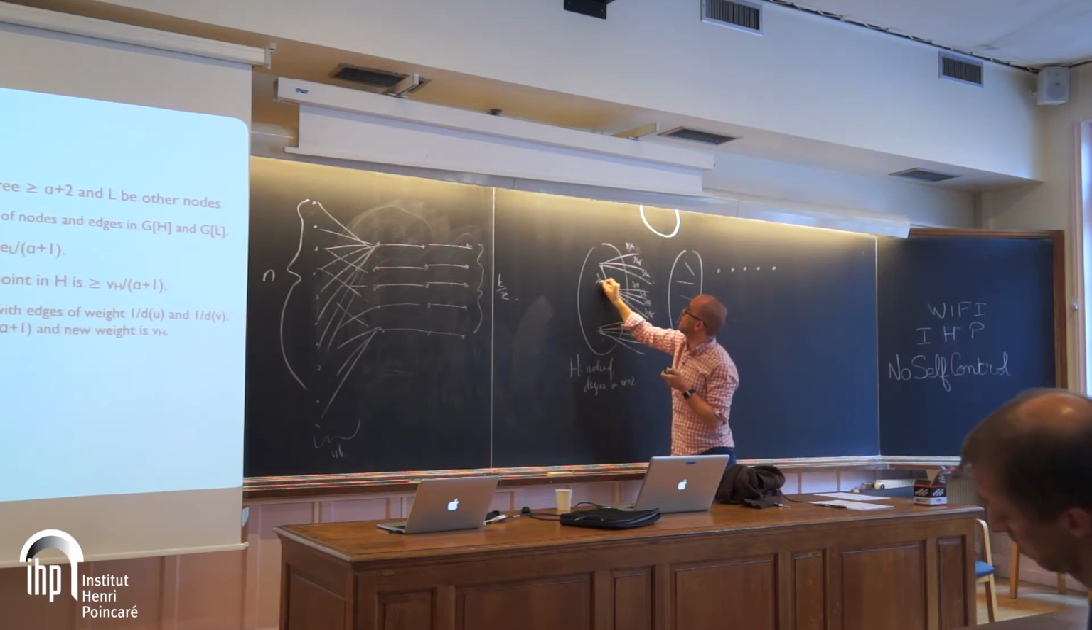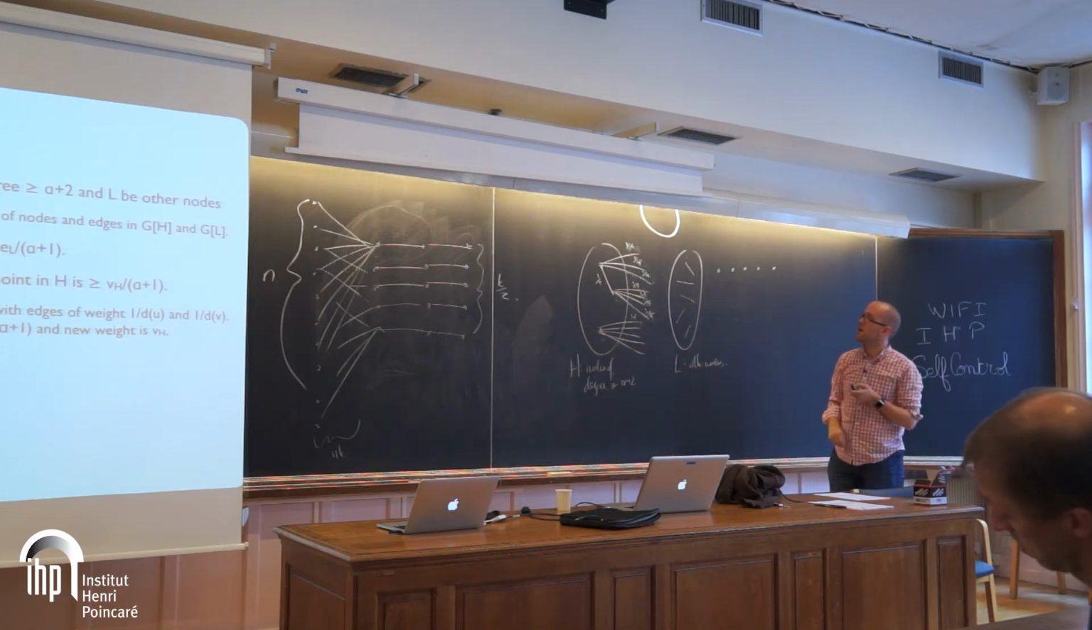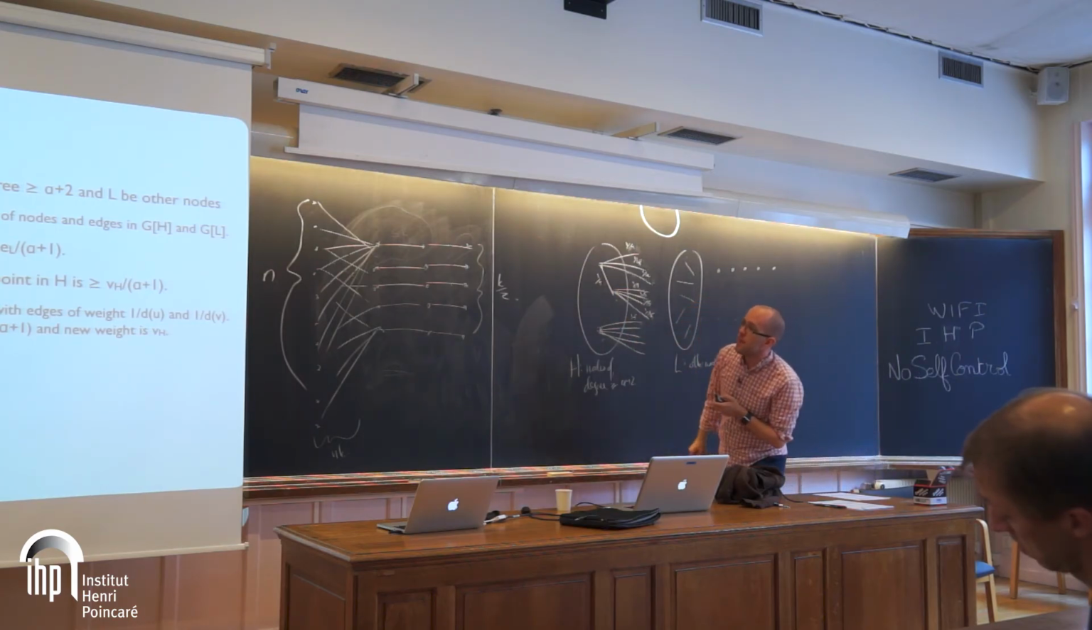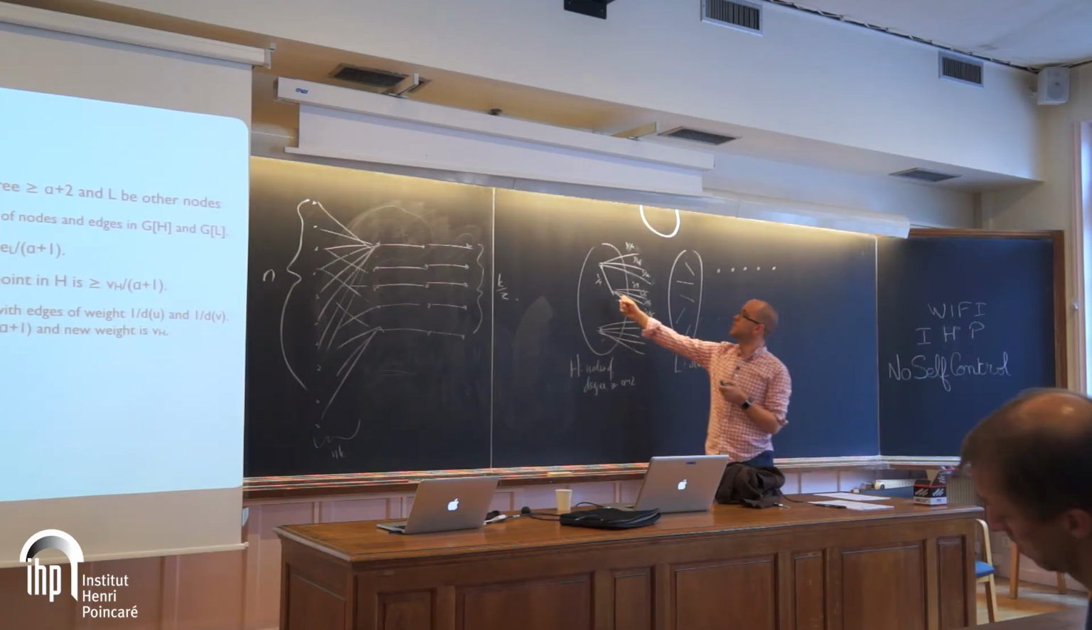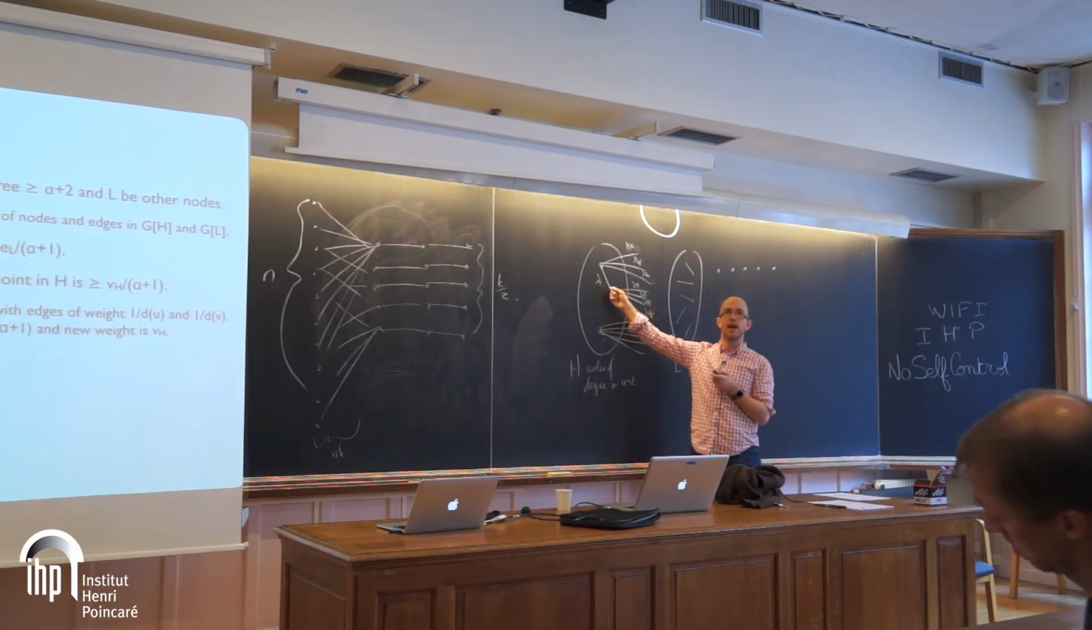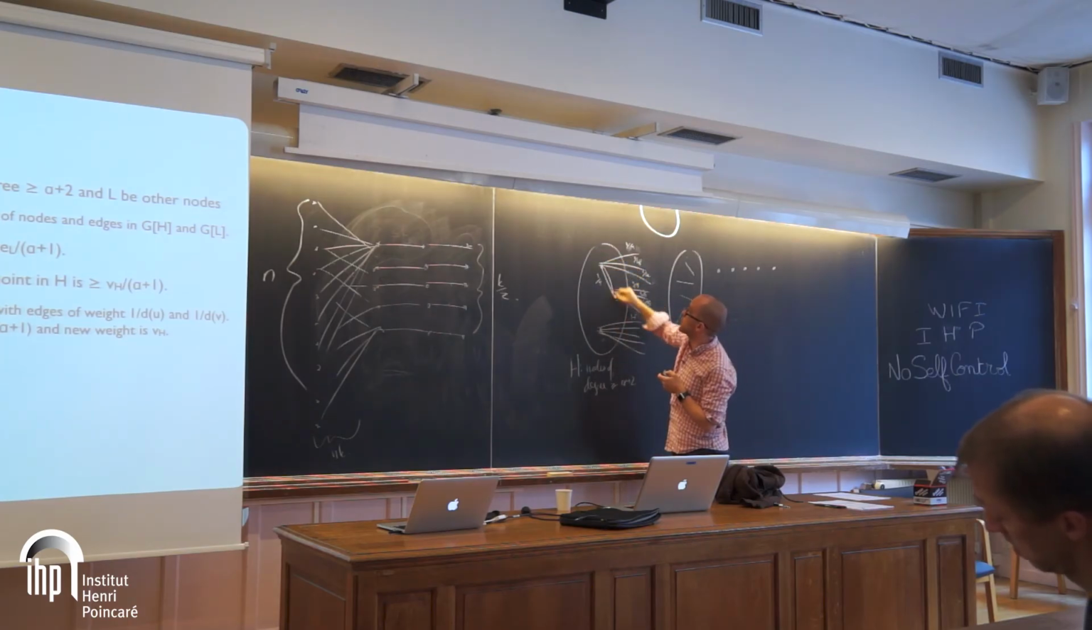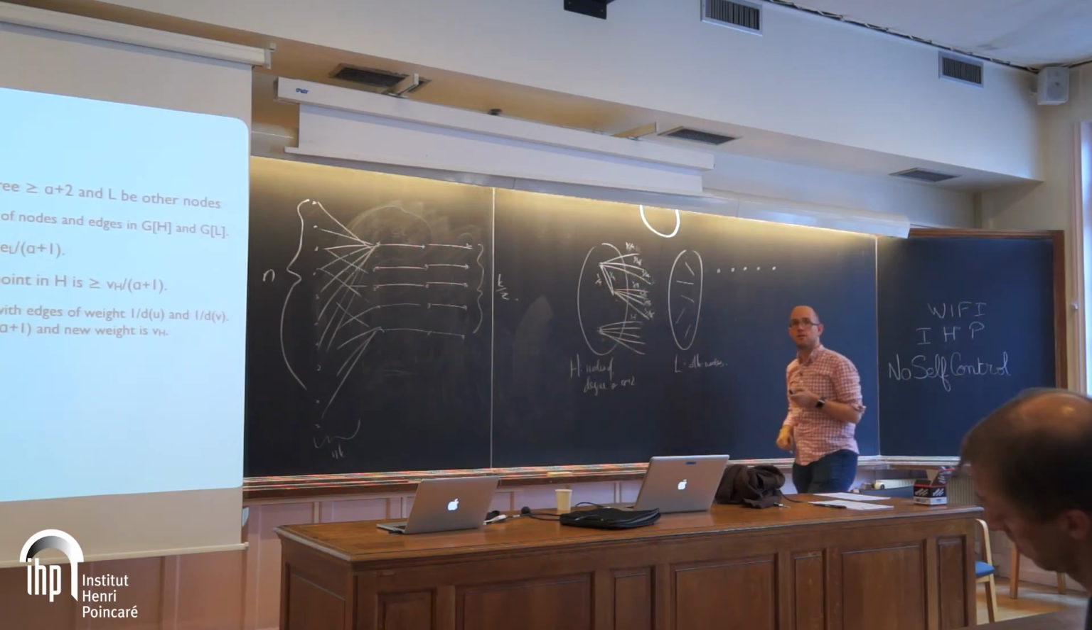So this node is degree 4. And this node is now degree 5. So these 1 over 4s become 1 over 5s. And this edge is actually the minimum of 1 over 5 and 1 over 4, so it's 1 over 5.